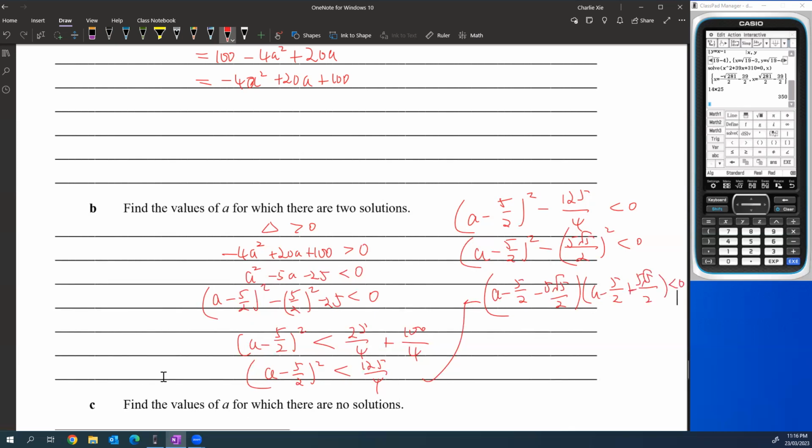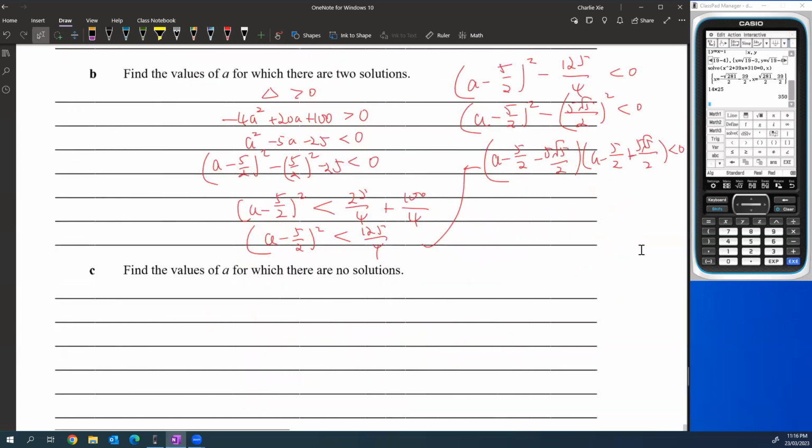Okay, so this one is a parabola with a happy face, something like this. If you want this to be less than 0, you're looking at this bit here. That's your x1 and that's your x2, so you look at the middle part. So a has to be greater than, using the factor law, we need to flip the sign in the bracket, so that's 5 over 2 minus 5 root 5 over 2, and less than 5 over 2 plus 5 root 5 over 2. Okay, and that's our answer.